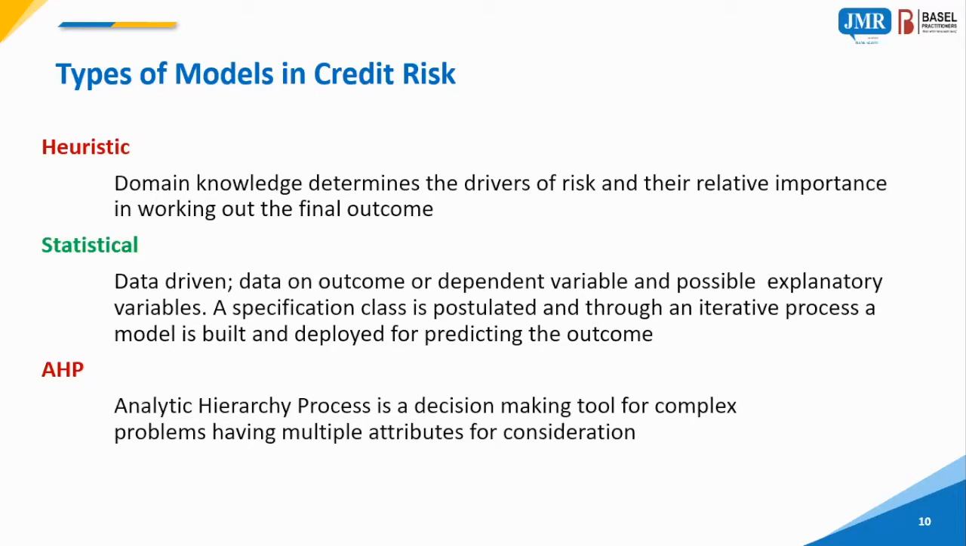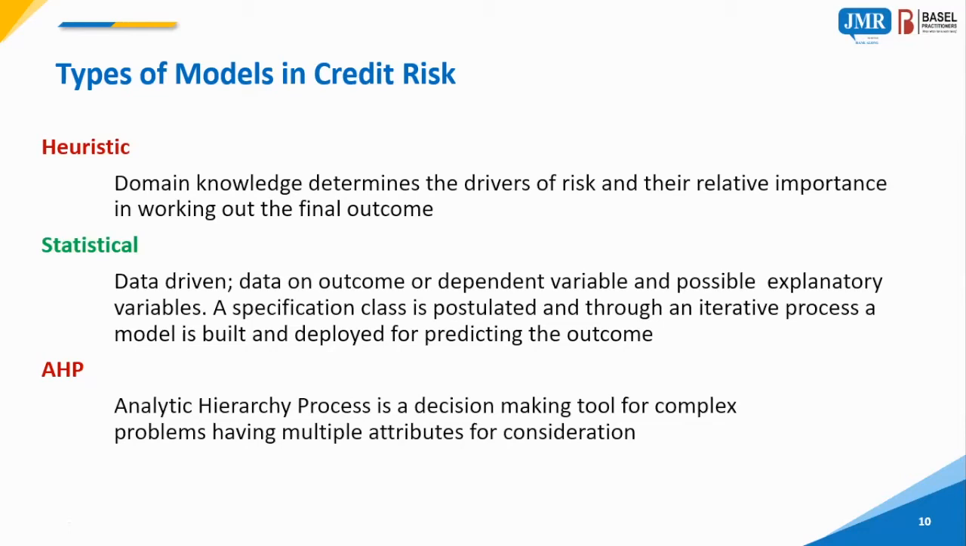Analytical hierarchical process is a decision making tool. It is also called a multi-criteria decision making tool. The difference between heuristic and AHP is that the heuristic model starts with domain knowledge, filtering the domain knowledge, identifying the variables in terms of the hierarchy of importance, and then tries to give some weight, because ultimately you have not a single variable, you have multiple variables which affect the outcome variable. Now the question is that every variable cannot have the same weight.